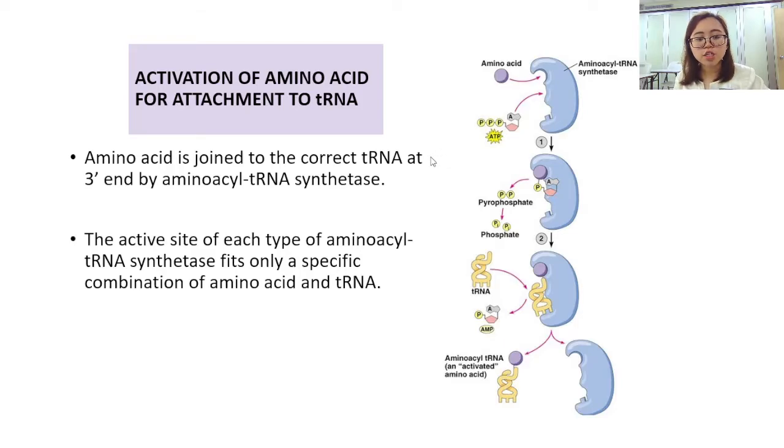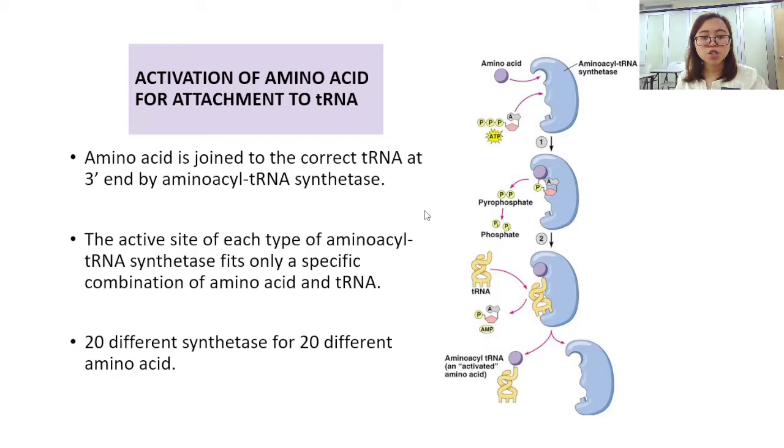The active site of each type of amino acyl tRNA synthetase fits only a specific combination of amino acid and tRNA. So that means enzyme ini, permukaan dia yang di sini, active site dia, hanya sesuai untuk amino acid yang spesifik dan tRNA yang spesifik. Tidak boleh calang-calang tRNA datang duduk di sana. Mesti yang ngam dia punya sequence. So since we have 20 different amino acids, we have 20 different amino acyl tRNA synthetase. 20 enzim untuk 20 amino acid yang berbeza.